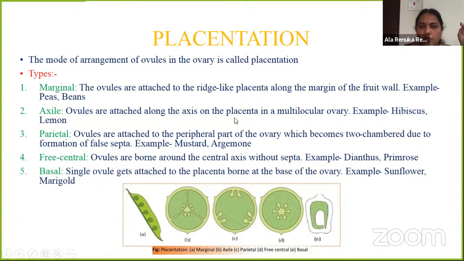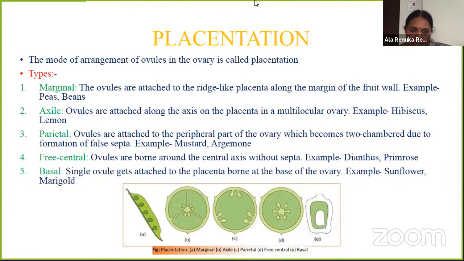Marginal placentation: ovules are attached along the margin of the pod. Axial placentation: around the axis in a multilocular ovary. Parietal placentation: on the peripheral side of the ovary. Free central placentation: towards the center in a unilocular ovary, that is without septa, around the center in an undivided ovary. Basal placentation: at the base of the ovary. Is it clear? At the base of the ovary. This is placentation. Very important question for your 4 marks.